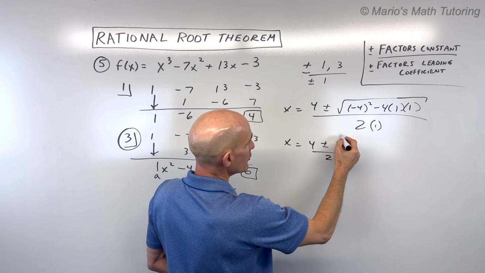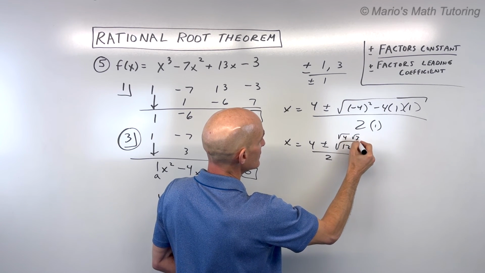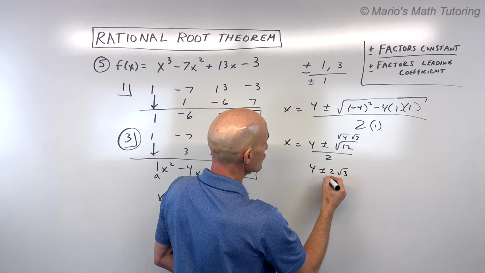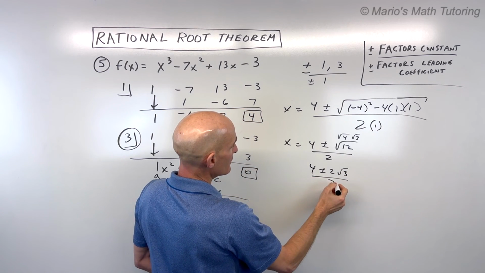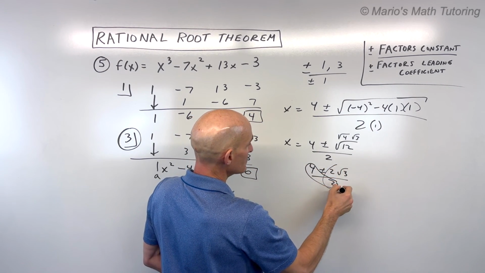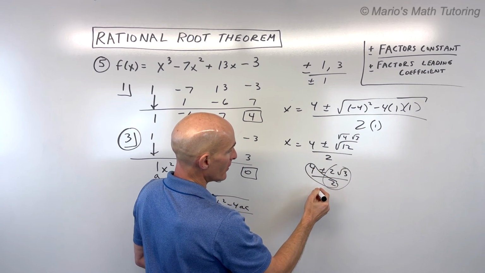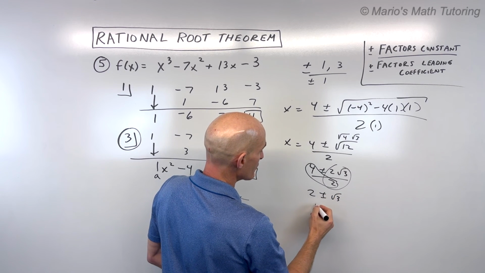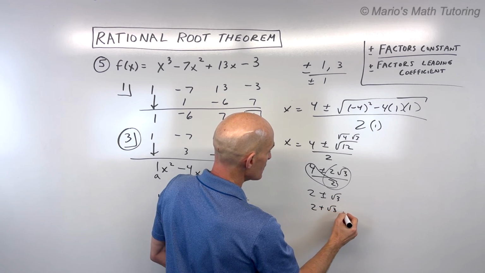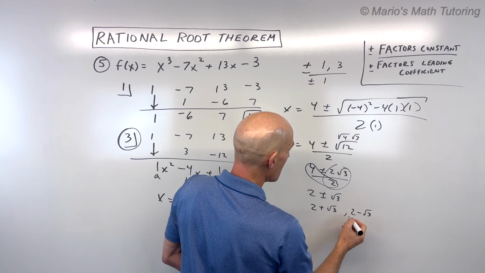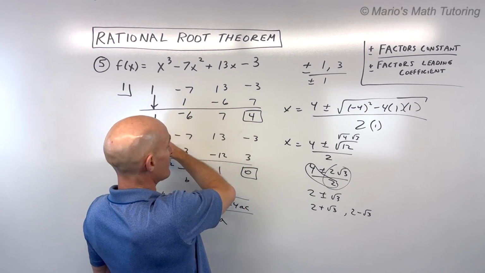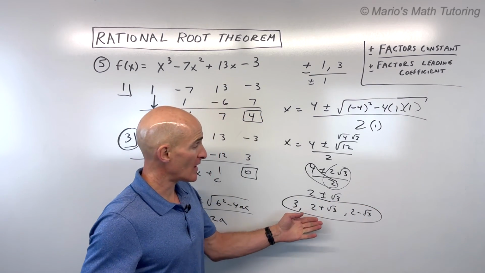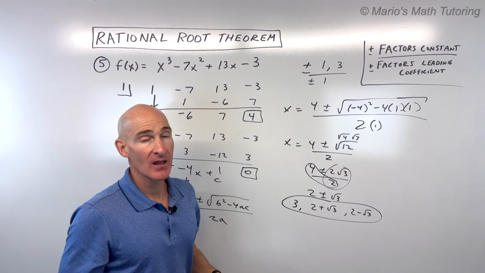Square root of 12 is square root of 4 times 3, and square root of 4 we know is 2. So this is 4 plus or minus 2 root 3. And we can divide both of these groups by 2. You want to make sure you do both of them. That's going to give you 2 plus or minus square root of 3. So that's 2 plus square root of 3, 2 minus square root of 3, and 3. So these represent your x-intercepts. Notice we had 3 because it's a third degree, and you got it.